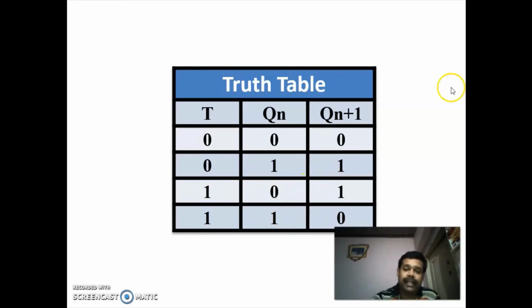In the T flip-flop, if T is 0, whatever you have in the present state will be the next state. Once again, in the T flip-flop, if T is 0, whatever you have in the present state will be the next state. If T is 1, your next state will be the complement of the present state. If T is 0, the next state is the same as the present state. If T is 1, the next state is the complement of the present state.